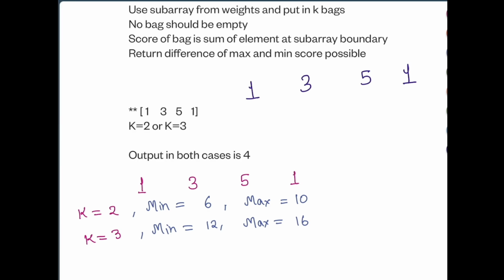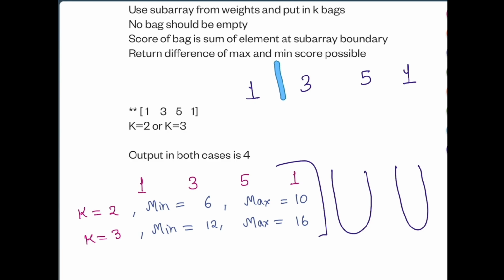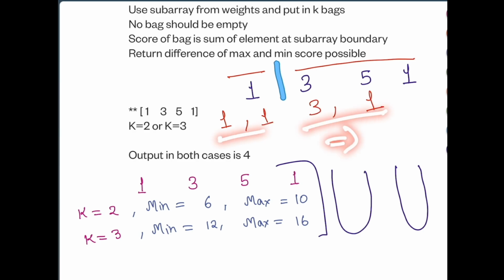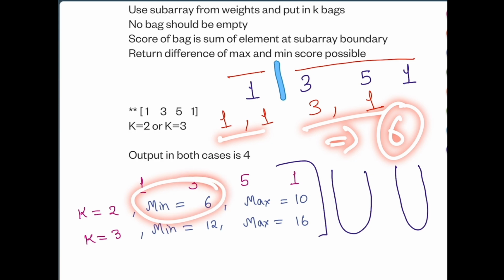Let's say the value of k is 2, so you have 2 bags. Okay, and to get the minimum, you need to split it at this particular point. So here you have two subarrays, this one and this one. Their values are 1 comma 1 and 3 comma 1, right? The boundary values 1 plus 1, 3 plus 1. If you sum it, this will be equal to 6. This is your minimum score.